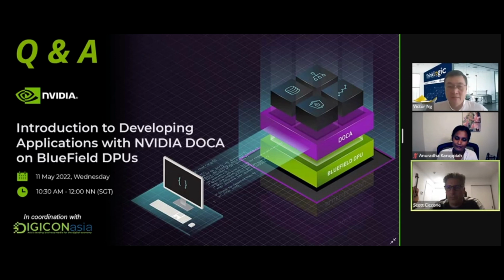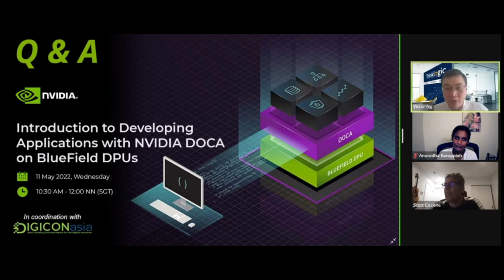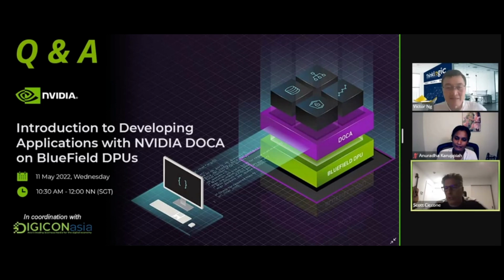Right. Great. So I think I have time only for one last question, and the question here is: are Bluefield DPUs available for purchase now? Yeah, so Bluefield 2 is available. We do have inventory of Bluefield 2s. We've been selling them now for a fair amount of time.